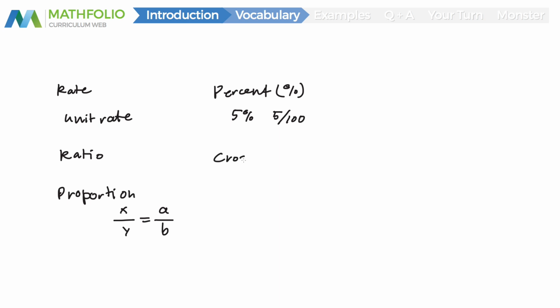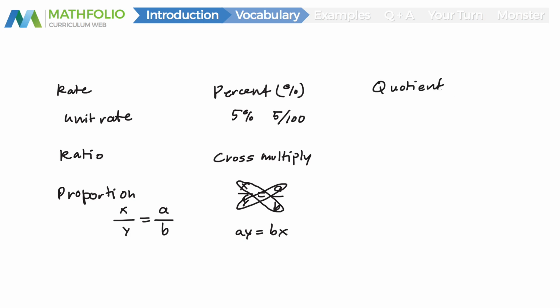Another key vocabulary word, cross multiply. In a case where we have x over y equals a over b, we can multiply the y and the a together and the x and the b together, and we can end up with a times y equals bx. And then we could solve from there if we had some numbers here. Another word to keep in mind, quotient. So quotient is the result of a division problem. And also the words solve and evaluate, those mean find your answer.